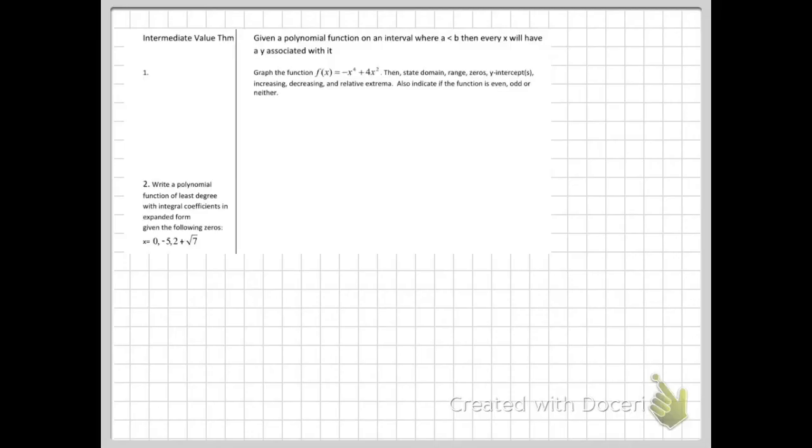So let's put this all together and graph this function. First thing you should notice is that this function is not in factored form. We only know how to graph something if it is in factored form. So we are going to want to factor this ourselves.